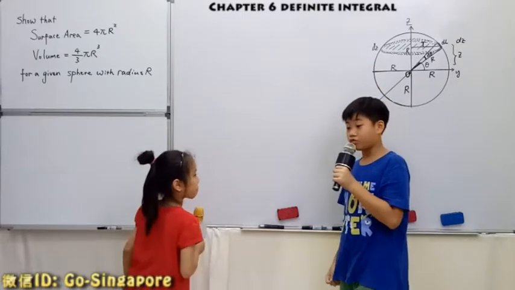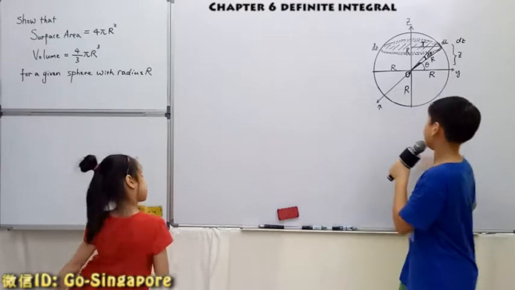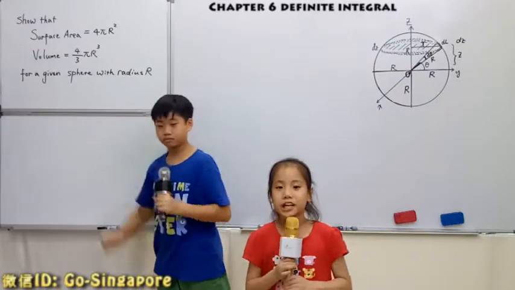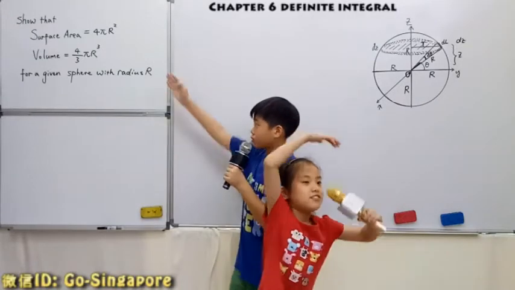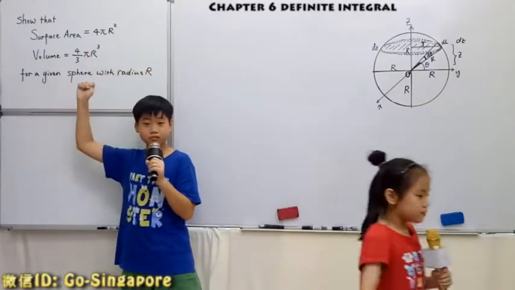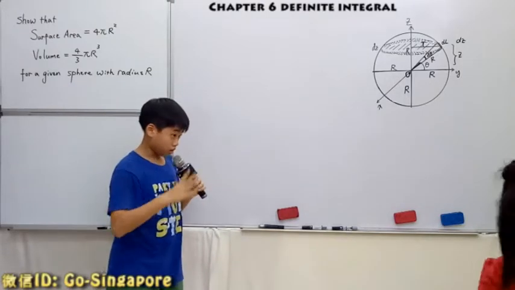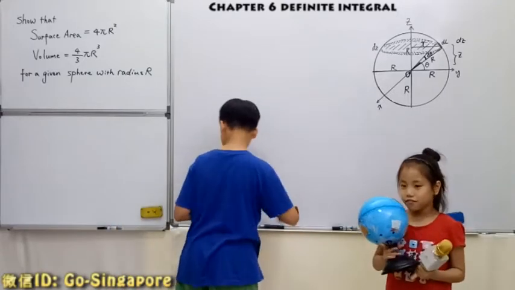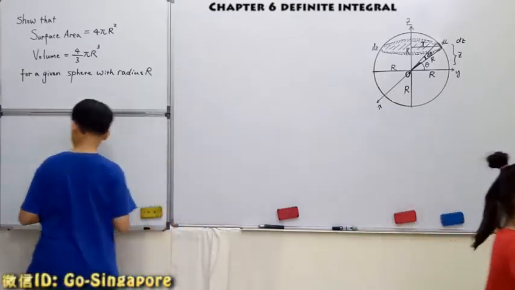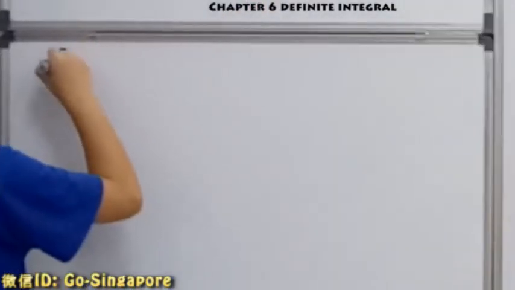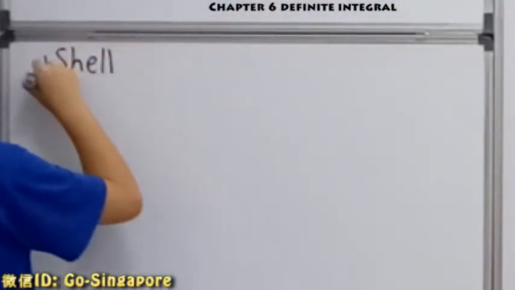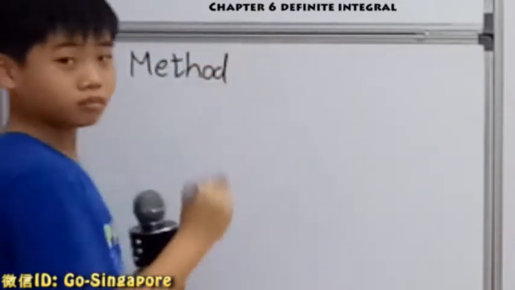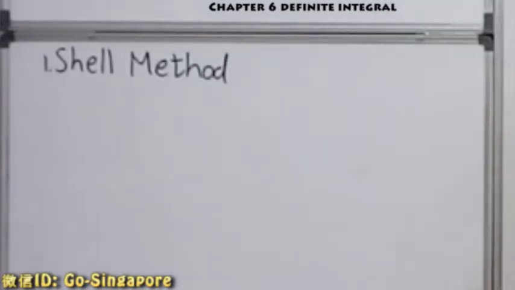Do you still remember last lesson, we had this sphere and we proved the surface area and the volume? This method is called the shell method. What is the shell method like? For example, an egg. Inside the eggshell, there's another eggshell, and so they keep on going down.